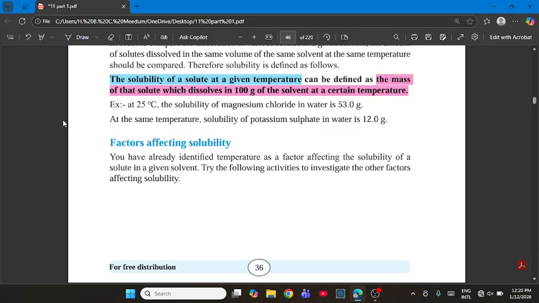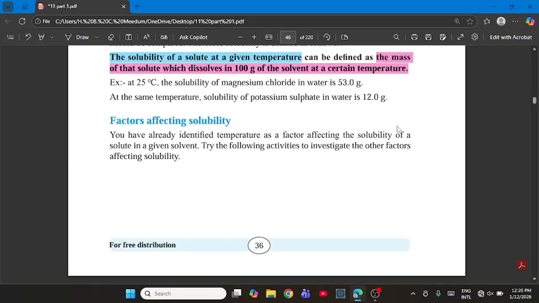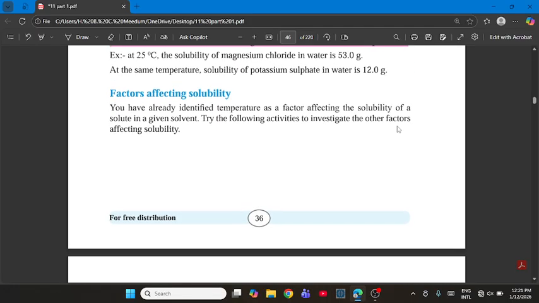Then, as an example, the solubility at 25 degrees Celsius: the solubility of magnesium chloride in water is 53 gram. At 25 degrees Celsius, so this temperature is mentioned here. The solubility of magnesium chloride in 100 gram of water is 53 gram. At the same temperature, the solubility of potassium sulfate in 100 gram of water is 12 gram. Okay, that's how we define the solubility.